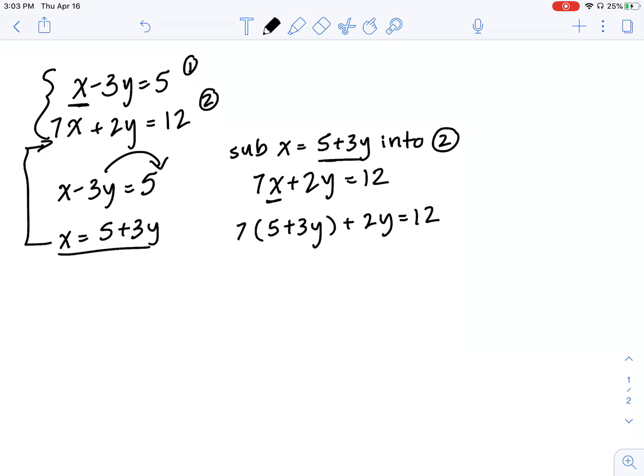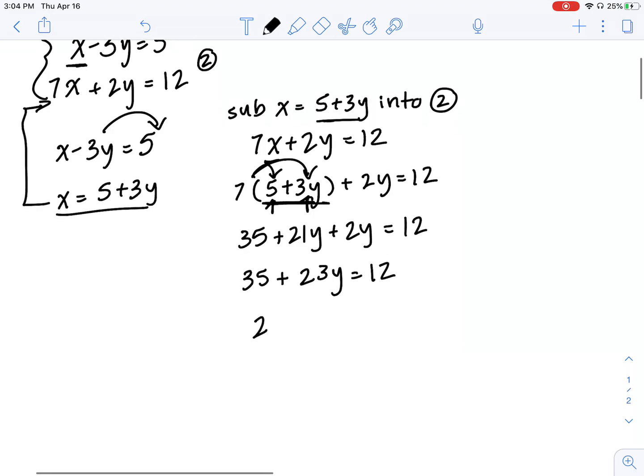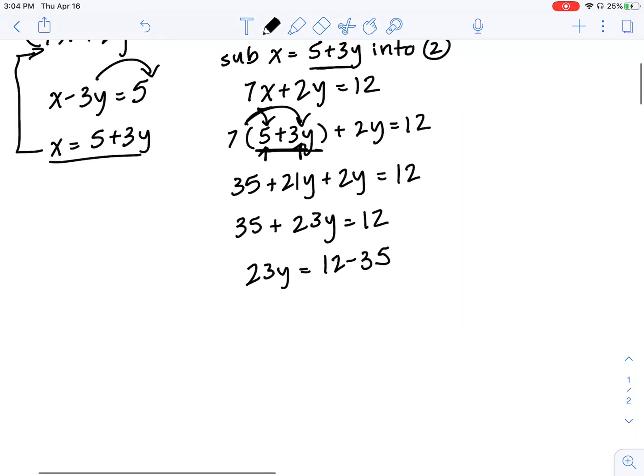So I'm going to start by opening up this bracket by multiplying all the terms inside by 7. 7 times 5 is 35. 7 times 3 is 21 times y plus 2y equals 12. Now I can add my like terms. 35 plus 23y equals 12. 23y equals 12 minus 35. 23y equals minus 23. So y equals minus 1.